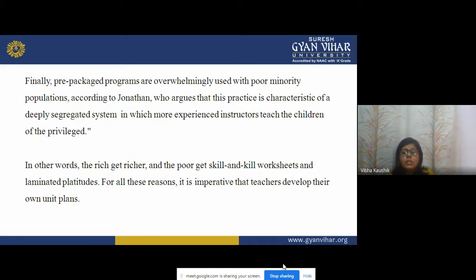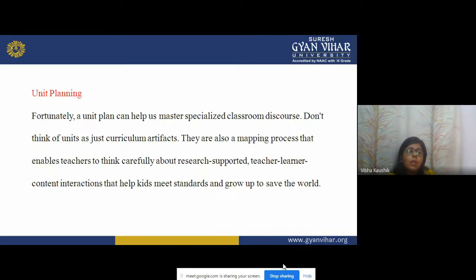For all these reasons, it is imperative that teachers develop their own unit plan. It means the teacher should not go for pre-packaged programs, as there are different needs of the students, and the teacher has to cater to the diverse learners of the class. Because of that, the teacher has to develop their own unit plans. Now, unit planning can help us master specialized classroom discourse. It means we will be able to master that particular content. Don't think of units as just curriculum artifacts.